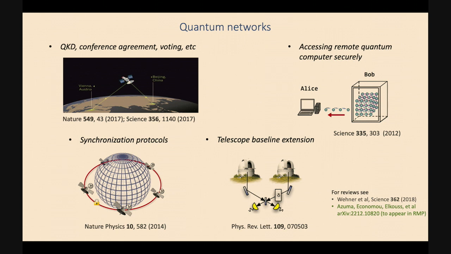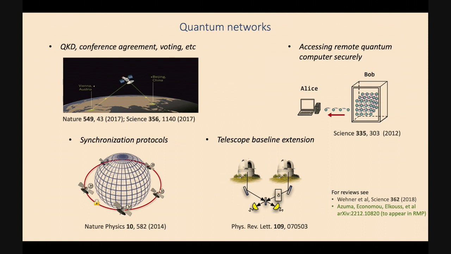Things like synchronization protocols, extending the baseline of telescopes, and also accessing quantum computers in a secure way. So right now, the way you can access cloud quantum computers or quantum processors is you send classical information over the internet. The protection there is whatever your classical network has. And then whoever is running this quantum computer has access to your information, right? So your information is classical.